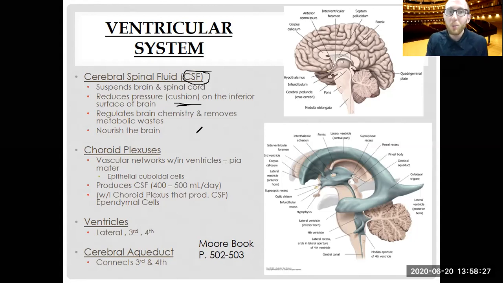Now, it does a lot more than that. It regulates brain chemistry and removes metabolic waste and nourishes the brain itself. And it's important that there's this influx of new CSF every single day. Every day you're getting about 400 to 500 milliliters of new CSF. It's not a ton, but definitely enough to fulfill these functions.